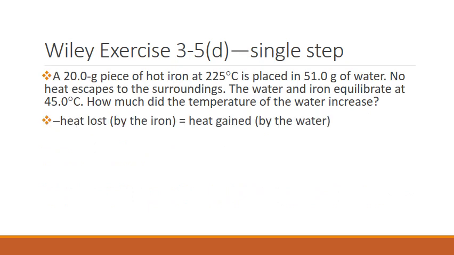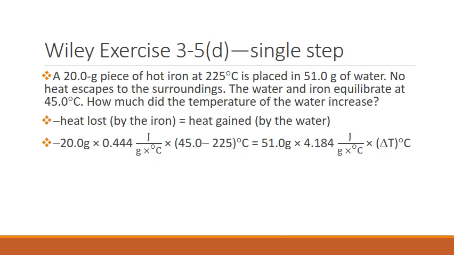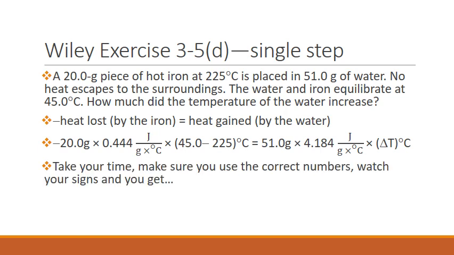There's our information. We know negative heat lost equals heat gained. We plug this in, heat lost by the iron. I'm going to put the negative sign, 20 grams. There's our specific heat for iron in joules per gram degree C. There's our delta T equals heat gained by the water, the mass of the water, specific heat of the water. Our only unknown is delta T. If I do the math, solve for delta T, I get, once again, 7.5 degrees C.